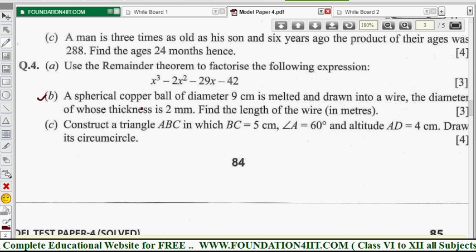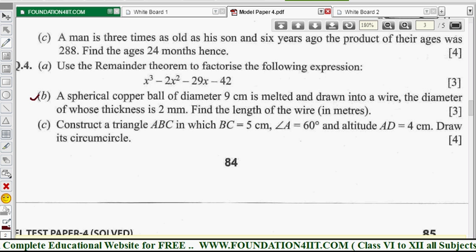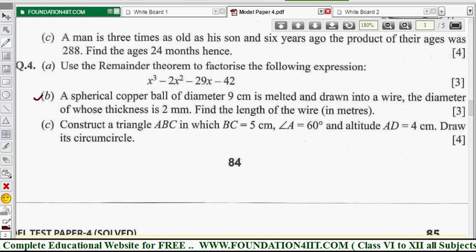From mensuration: a spherical copper ball of diameter 9 centimeters is melted and drawn into a wire whose diameter, that is thickness, is 2 millimeters. Find the length of the wire in meters. Okay, let's take this sum.